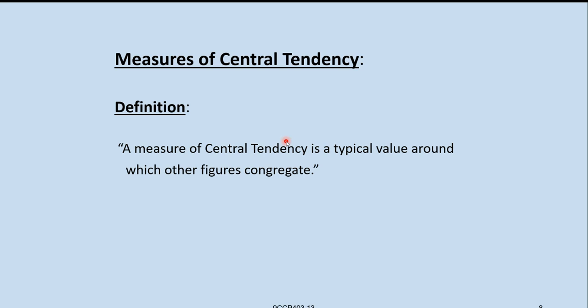Other figures means the other parts of the data, leaving the central part. The values lying above the central point and below the central point all come around, all move around or have a relationship with the central point. Congregate means coordinate or come together. So that is central tendency. This is given by a statistician called Simpson.